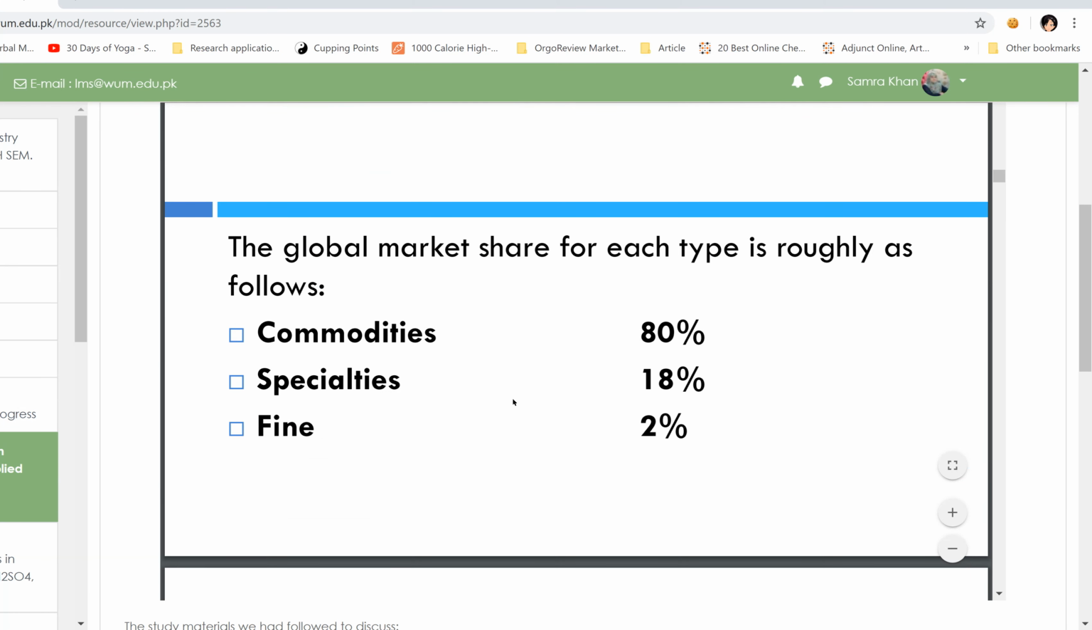So commodities, specialities, and fine chemicals. They all are different types of chemicals that are being consumed or prepared worldwide. This is basically based on the global market share percentage division. So the commodities are the 80%. So you can imagine when its global market need, the demand is 80%. That means its supply would be 80% as well, and the supply would make sure that the majority of the chemical industries are manufacturing what? Commodities.